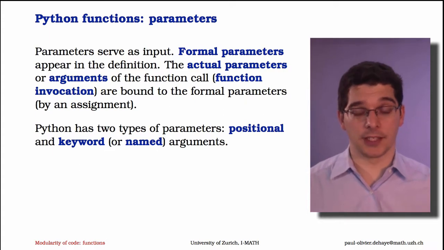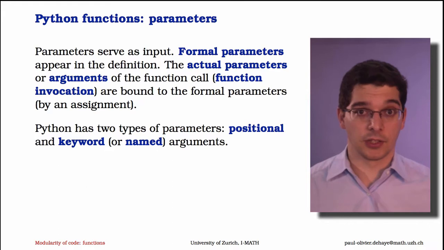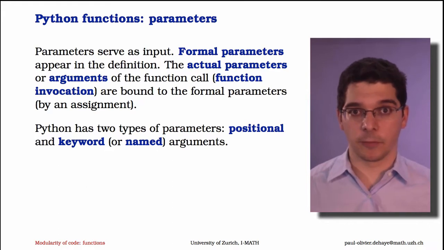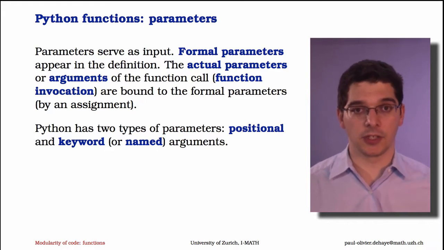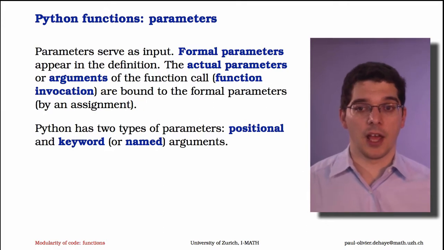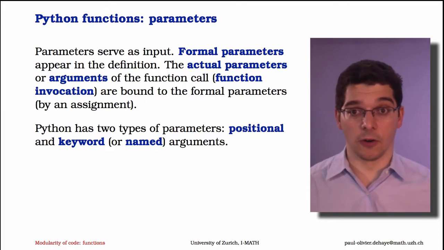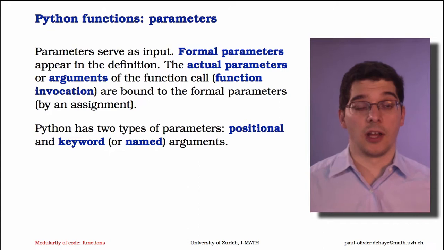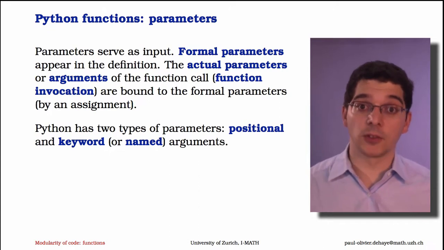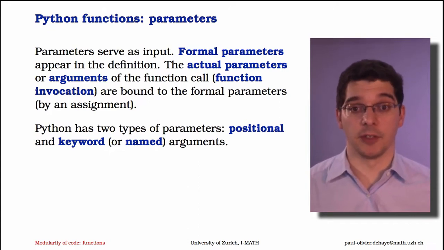Now, a function also has some parameters, and the parameters serve as input to the function. So in the definition, the parameters are formal parameters. You just give a name, you don't give a value. And the actual parameters or arguments of the function call will be bound to the formal parameters by an assignment.